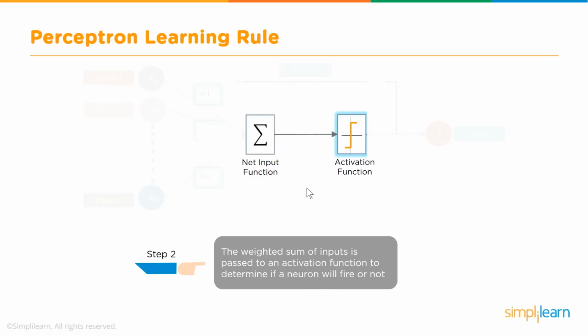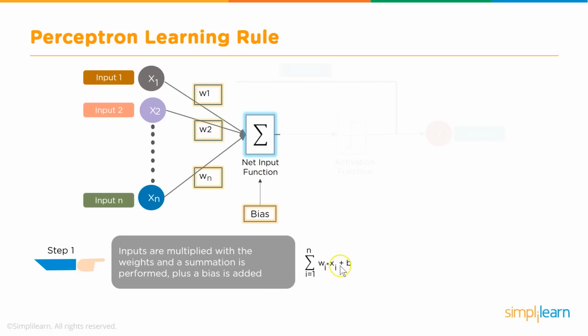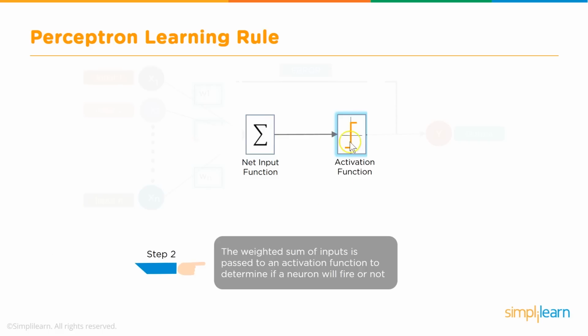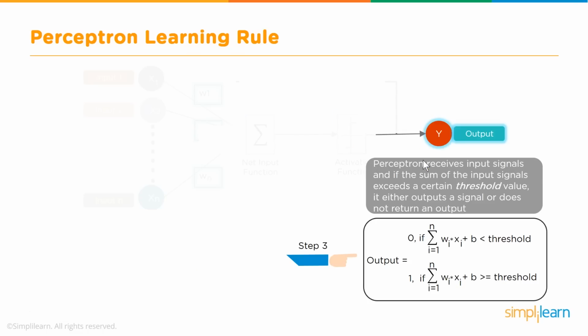As you see here, this summation of WiXi plus B is passed through the activation function, and then the neuron gets either fired or not, and based on that there will be an output. That output is compared with the actual or expected value, which is also known as labeled information. So this is the process of supervised learning.